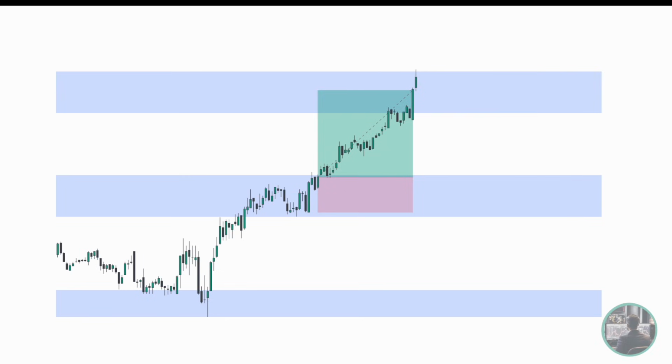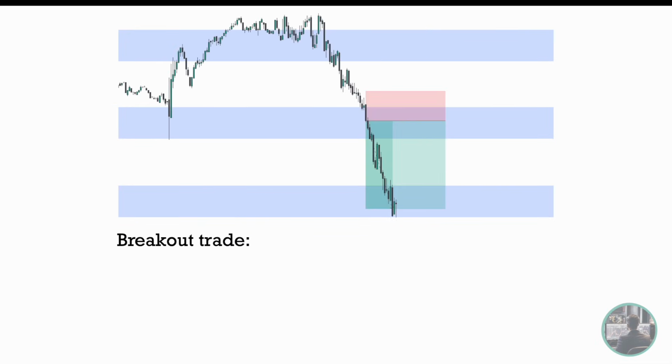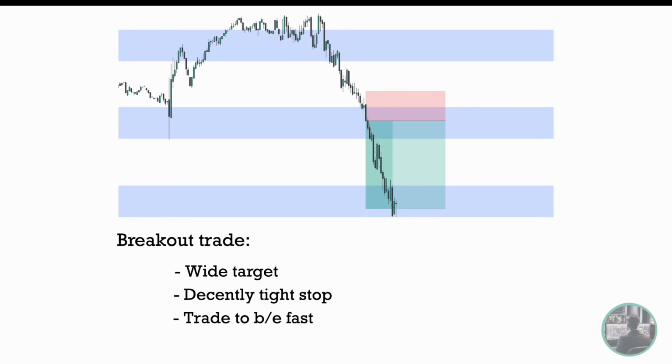The risk reward is usually super high, and you can move your stop loss to break even pretty early on and have a safe, risk-free trade. It'll usually run to your target and beyond. So when you're in a breakout trade, you can have a wide target, a decently tight stop, and move your stop loss to break even safely once the trade moves a decent amount in your direction.